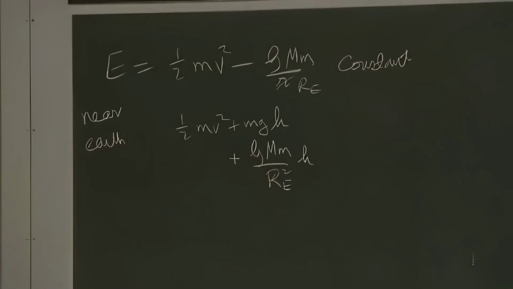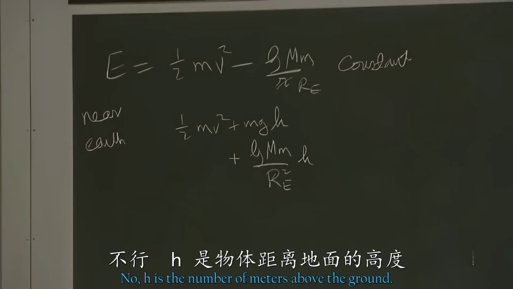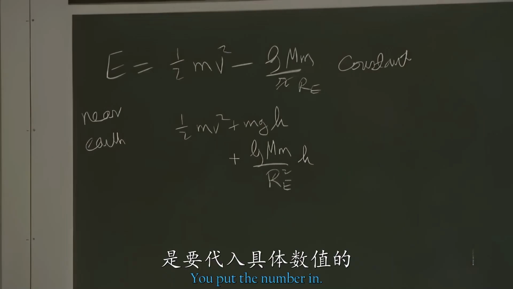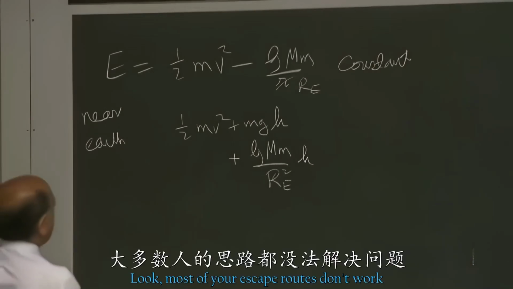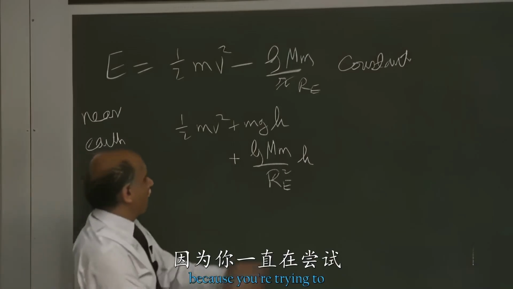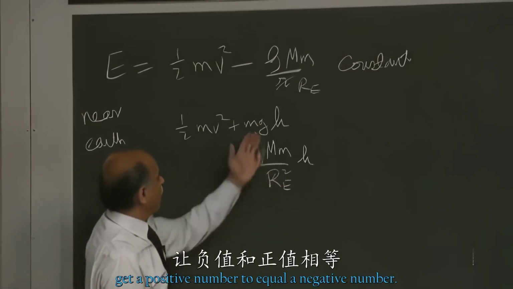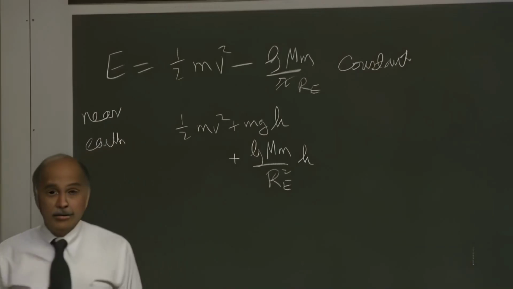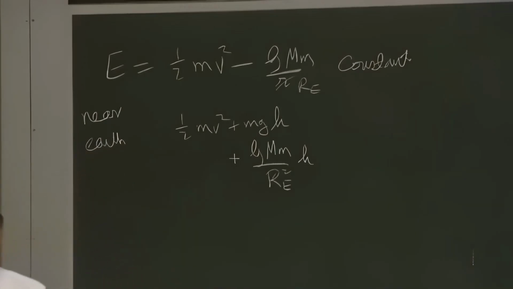Maybe try to explain h in terms of radii, like it's a difference in... No, h is the number of meters above the ground. You put the number in. Look, most of your escape routes don't work because you're trying to get a positive number to equal a negative number. It depends on where you set your reference.